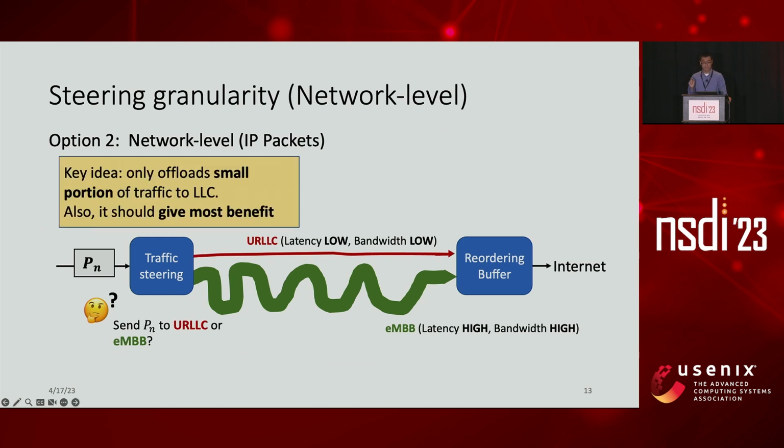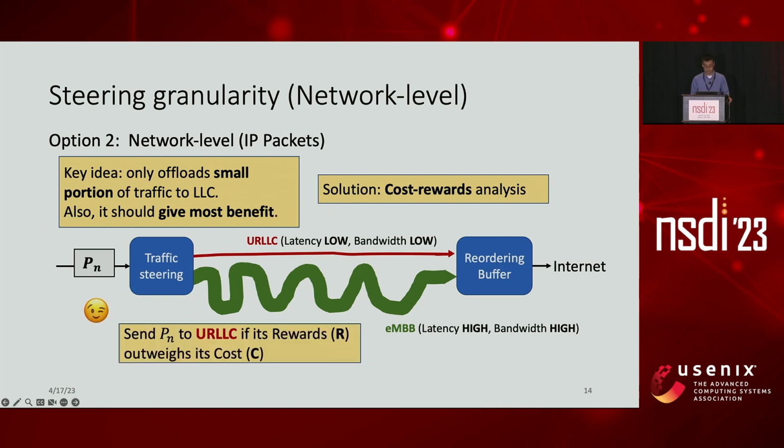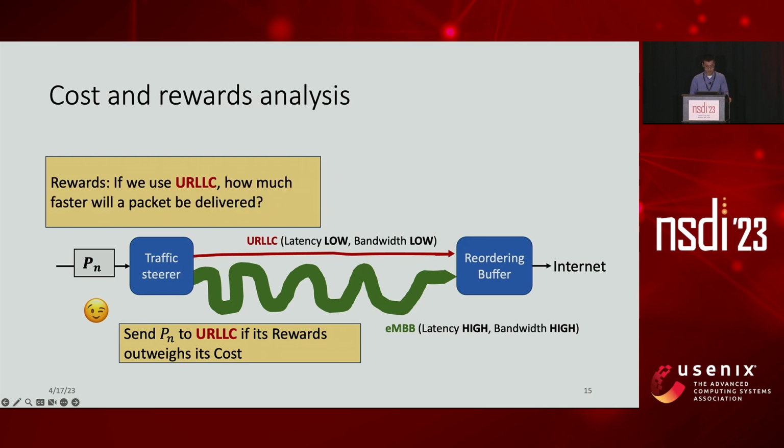The key idea of using URLLC efficiently is to treat it as an expensive resource, so that we only offload small portions of the traffic to the low latency channel. However, it should also give us the most benefit, so we come up with a solution, which is cost-reward analysis, to simplify our problem. We only send a packet PN to URLLC if its rewards outweigh the cost.